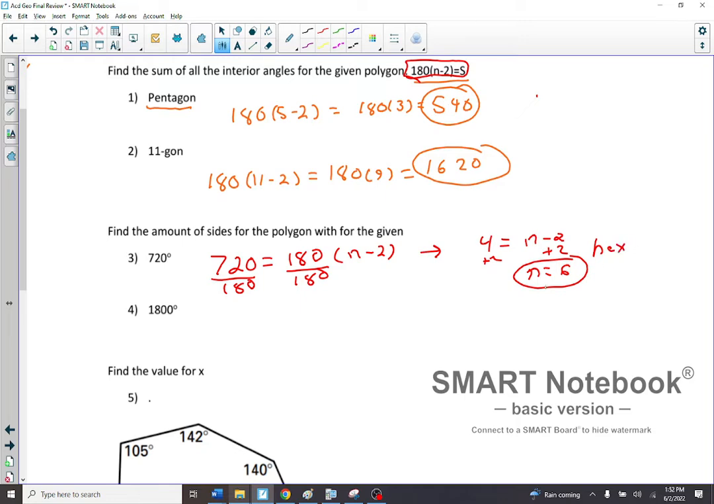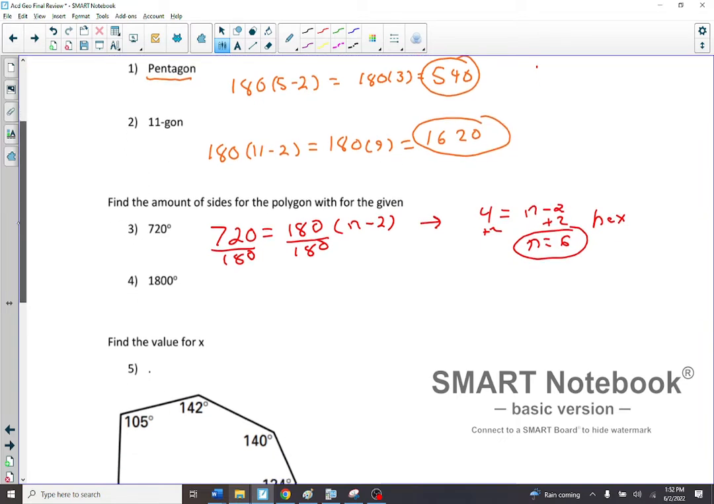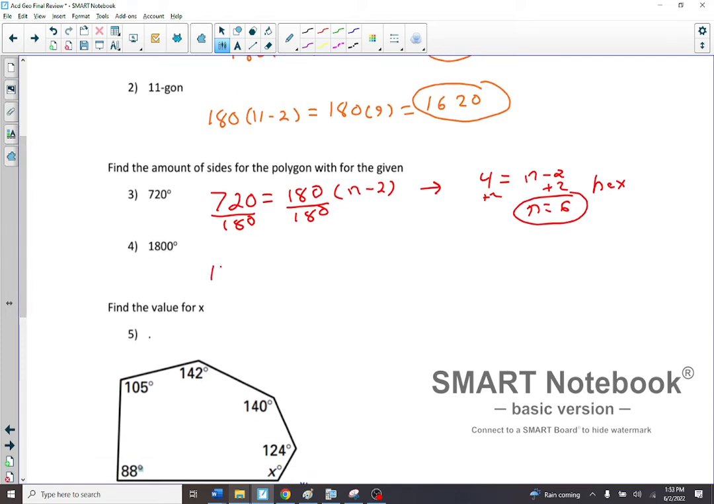It might be written in your answer, this is a hexagon, okay? It's 6-sided. This one, 1,800 equals 180 times n minus 2. Divide by 180 on both sides. 10 equals n minus 2, and then plus 2 on both sides. 12 equals n.